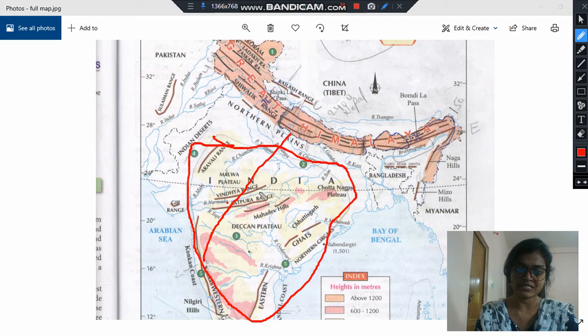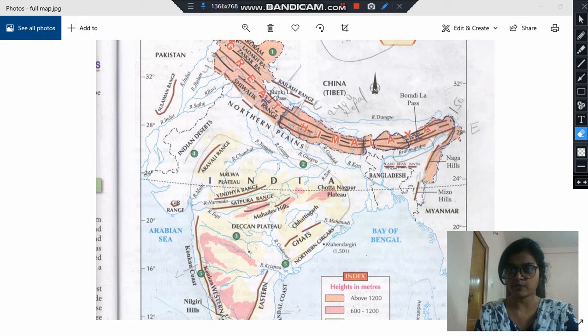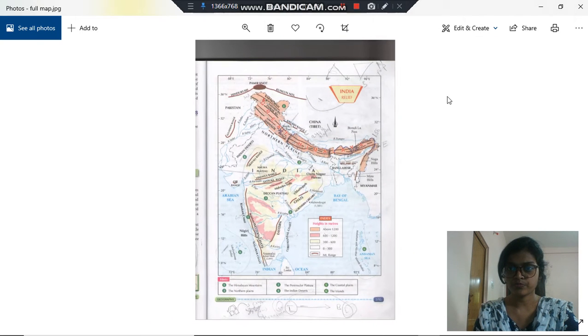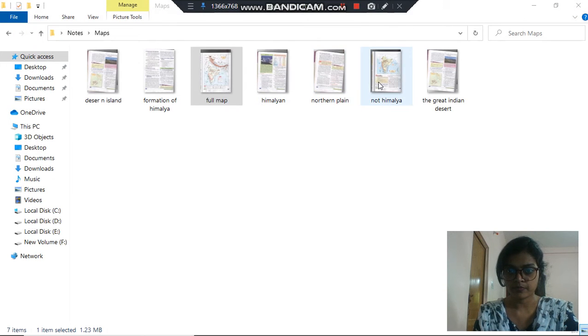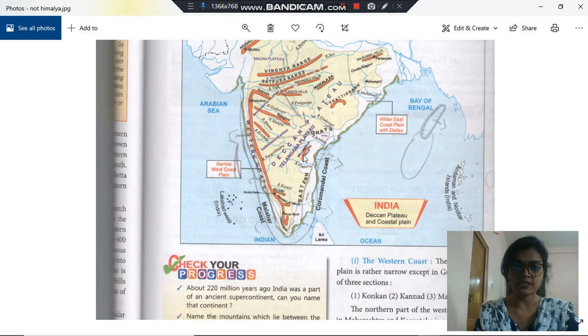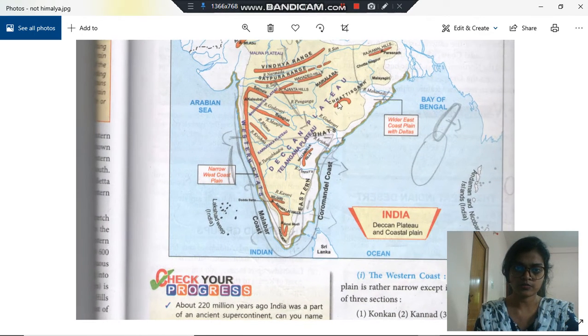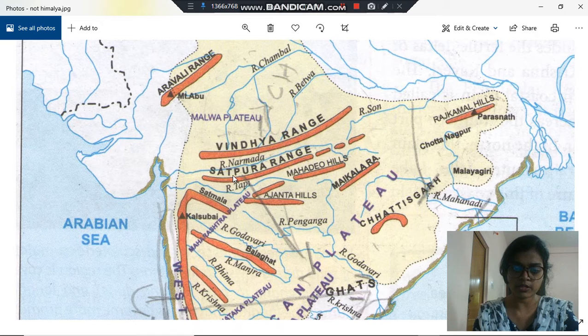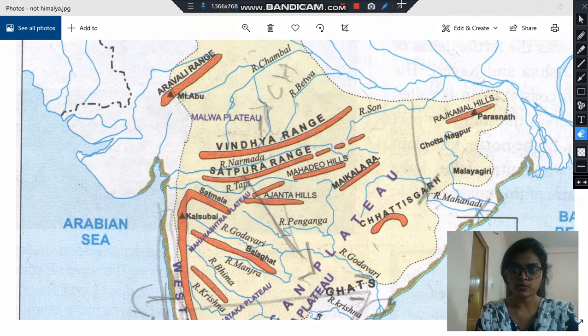You will not see the parts in this map. Let me show you another map. In that map we have two parts of peninsular plateau. So I was saying that peninsular plateau is divided into two parts by river Narmada. Yeah, there we go. So this is peninsular plateau, and let me zoom it in. You see this is river Narmada. So they are divided by river Narmada. This is river Narmada, and river Narmada divides it into two parts.